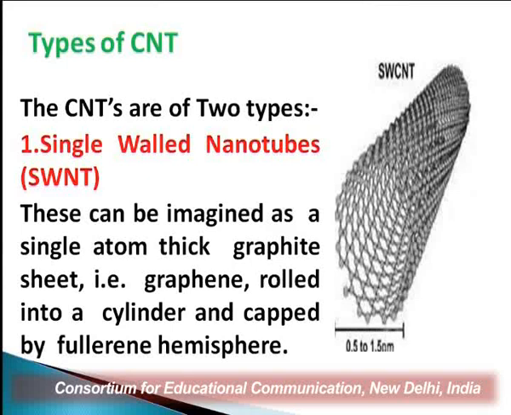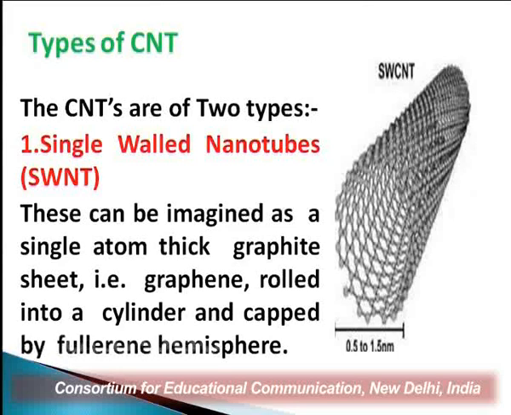Types of nanotubes. Nanotubes are of two types. One is the single walled nanotube, second is the multi-walled nanotube. The single wall nanotubes, which are SWNT, can be imagined as a single atom thin graphite sheet. This CNT is formed by the single atom thick graphite sheet, and when the graphene is rolled into a cylinder and capped by the hemisphere, then we get the single walled nanotube.